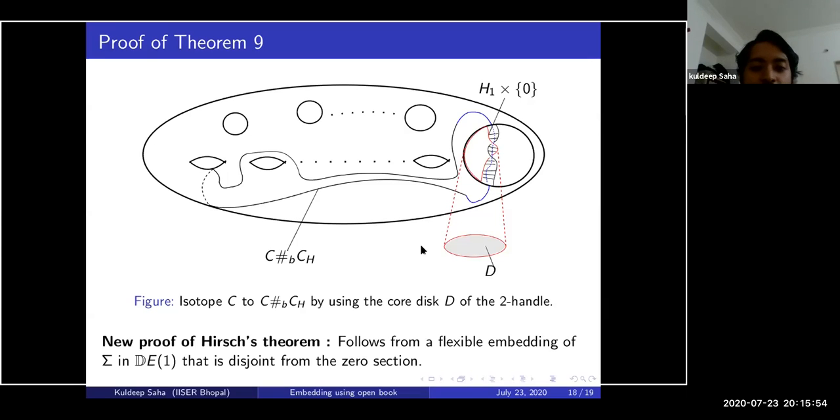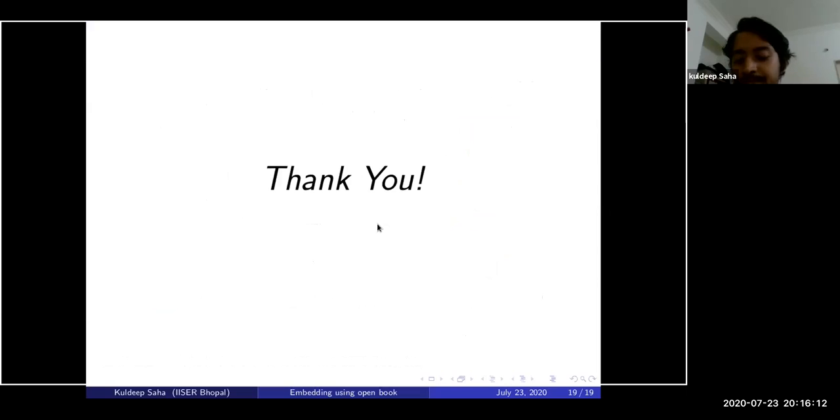So that's the idea. And actually this technique gives us a new proof of Hirsch's theorem, because if you take M equal to 1, and if you can manage the flexible embedding to be disjoint from the zero section of D1, then it gives a new proof of Hirsch's theorem. That's all. Thank you.